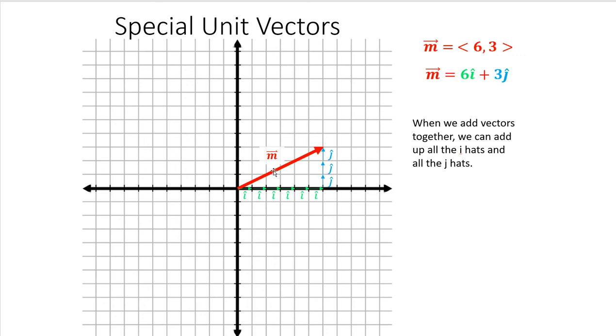So for vector m, the same vector m we've been working with, it can be broken down into 6 unit vector i's and 3 unit vector j's. Instead of 6, 3, we write it as 6 i hat plus 3 j hat. Notice how the first notation has a comma separating the horizontal and vertical components, and this notation has a plus sign. If vector m was down over here somewhere, it would be minus 3 j hat, 3 j hats down.